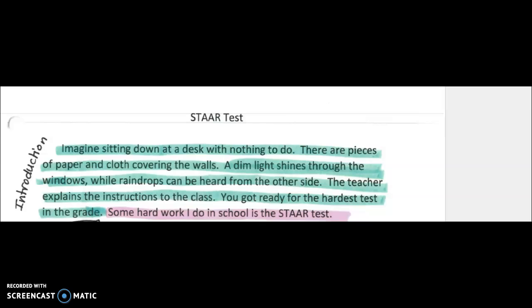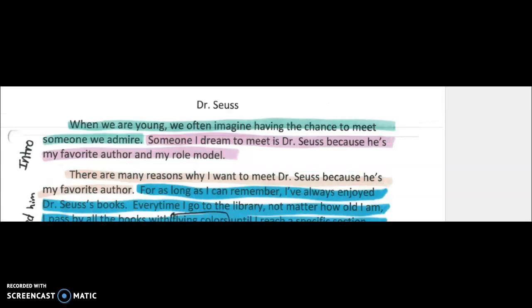We could do Imagine from Star Test, but I think I've already showed you how to do that one, so I'm going to pick another one. Let's try Dr. Seuss. When we are young, we often imagine having the chance to meet someone we admire. Someone I dream to meet is Dr. Seuss because he's my favorite author and role model.